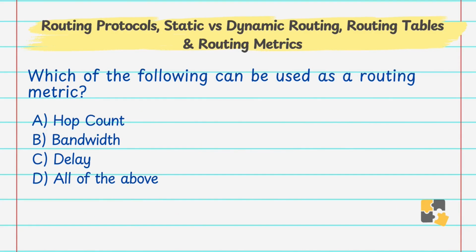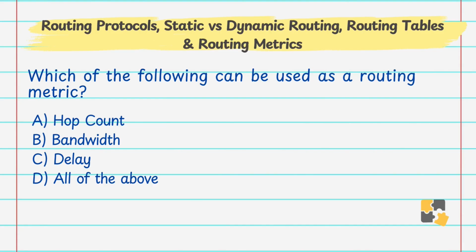Which of the following can be used as a routing metric? A. Hop count, B. Bandwidth, C. Delay, D. All of the above. Answer is D. All of the above. Different routing protocols use different metrics such as hop count, bandwidth, delay, reliability, and cost.